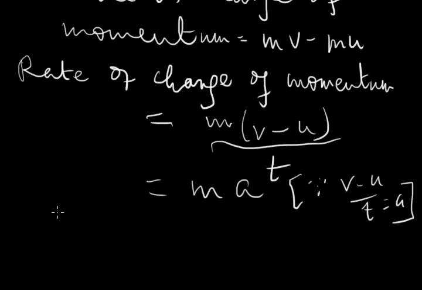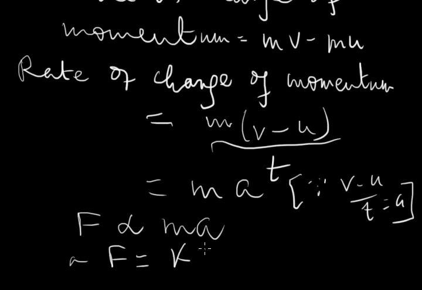Initially we stated from the second law of motion that force F is proportional to the rate of change of momentum, that is F proportional to ma, or F equal to K into ma, where K is a constant of proportionality. This K is called the constant of proportionality. Therefore, we have obtained F equal to K into ma.